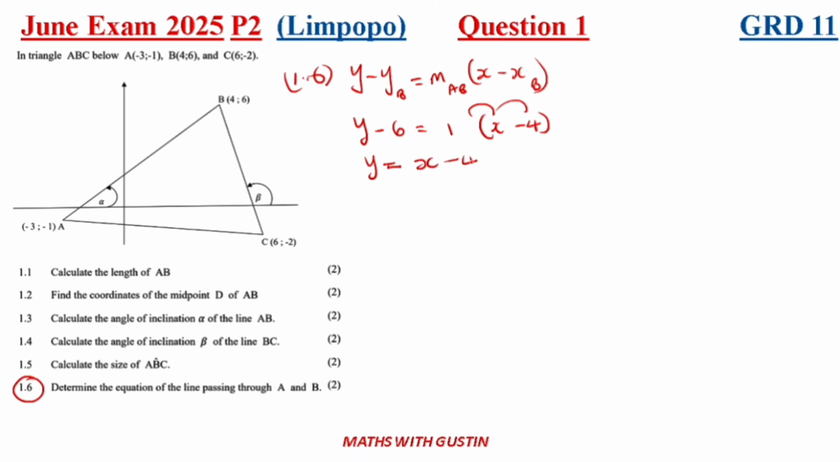It's just going to be x minus 4, then you bring 6 to the other side, it is going to be positive 6 here. So now I'm just going to have y is equal to x plus 2 as our equation of the line AB. Please let me know what you guys think. That was question number 1.